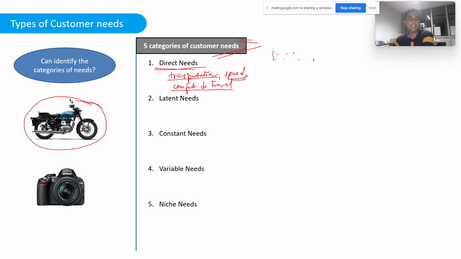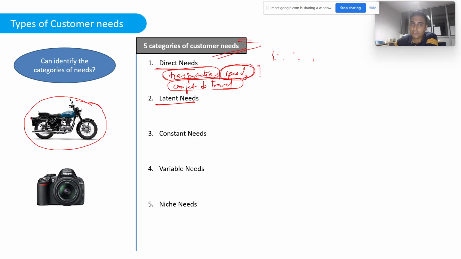Okay, so you are saying that as a designer, if you want to come up with a new two-wheeler, which is a mode of transportation, one of your needs is to have a high-speed mobility vehicle, and also the ride should be comfortable. Okay, so what do you think are the latent needs? And first define what are direct needs and what are latent needs. Okay, I don't have an idea right now.